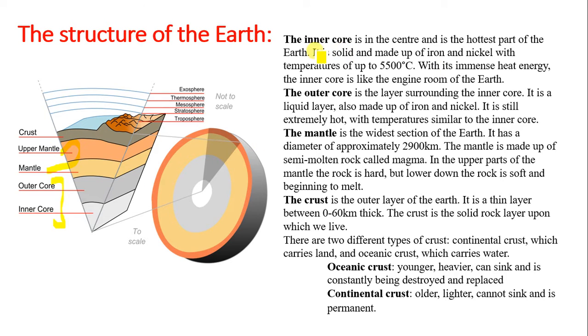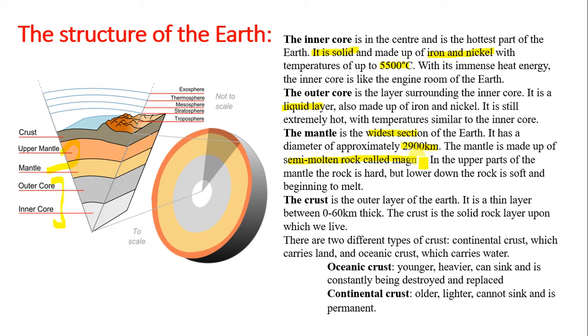The inner core is a solid layer. It has a temperature of approximately 5,500 degrees Celsius, and it contains two major elements called iron and nickel. While the outer core is a liquid layer, and that's the major difference between the two. The outer is liquid, while the inner is solid. Now, the mantle is the widest layer of the earth, approximately 2,900 kilometers. And the mantle is made up of semi-molten rocks called magma.